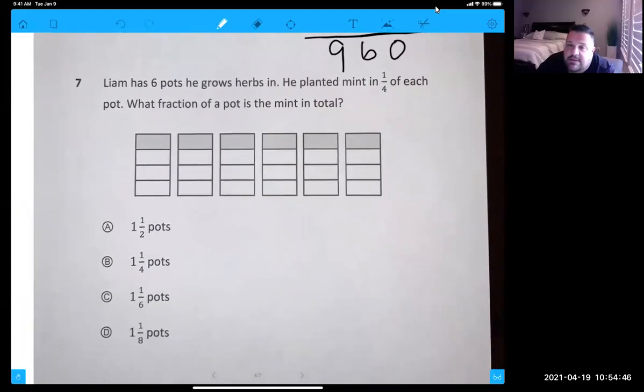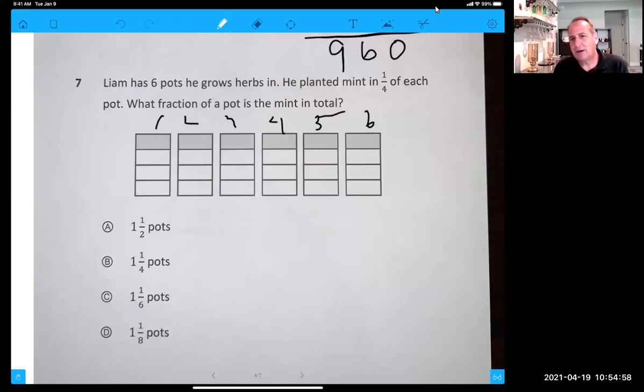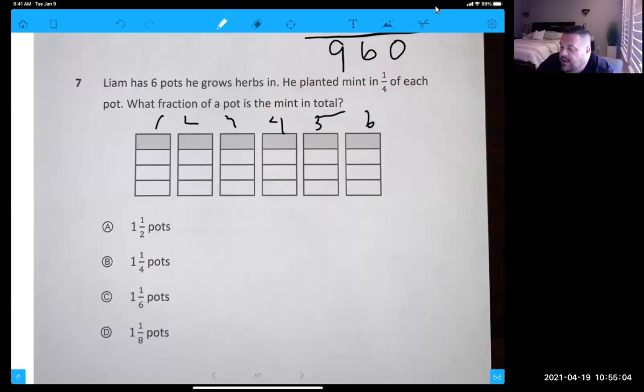Start working it out. Liam has 6 pots he grew herbs in. Here's his 6 pots: 1, 2, 3, 4, 5, 6. Now mark them up. What fraction of a pot is the mint in total?